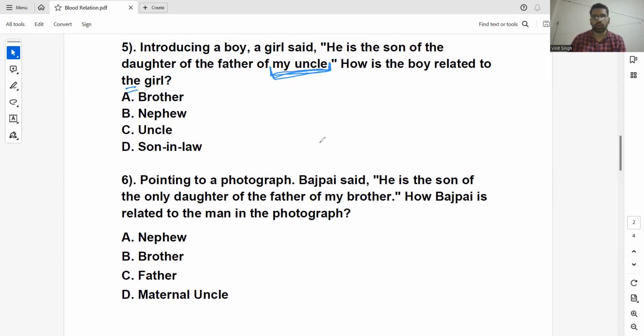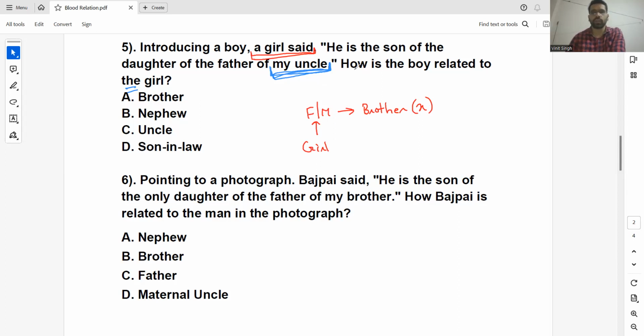So "my" is used for the girl. The girl said, "my uncle," whether it is a father or mother. And that is the brother of father or mother. It is the uncle of the girl, brother of father or mother. Clear? This person, X, will be an uncle of the girl. Now this X will be the brother of the father or mother of the girl.